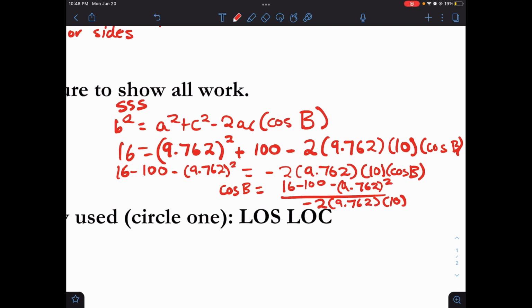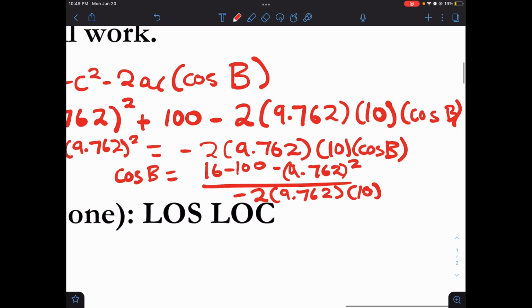So 16 minus 100 minus parentheses 9.762, or in this case my answer, all over negative 2 times my answer times 10. Let me double check so I don't make any mistakes. And we enter. And we get this value, but that's not what B is equal to.